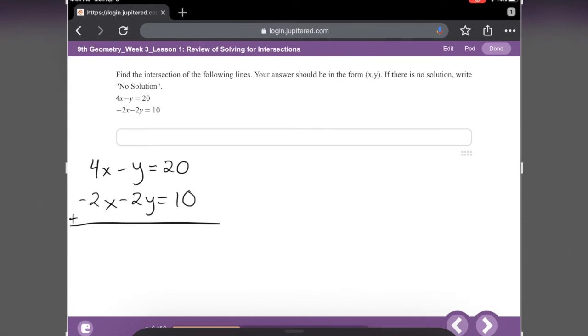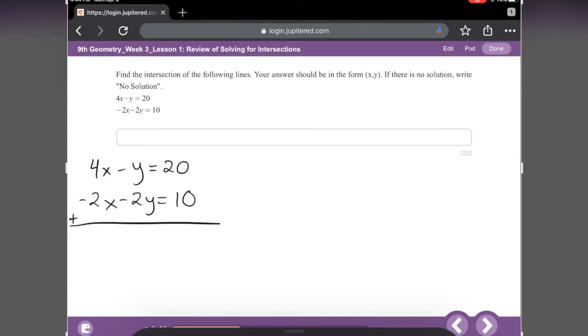In fact, if we add them together at this point, we're going to get 2x here, and then we get negative 3y equals 30. Okay, so that's no good because we still have x's and y's. We want to get it in terms of just one variable. Okay, so there's really only one trick for this, which is that you multiply the top equation or the bottom equation by a number so that when you do add them together, the x's or the y's drop out.